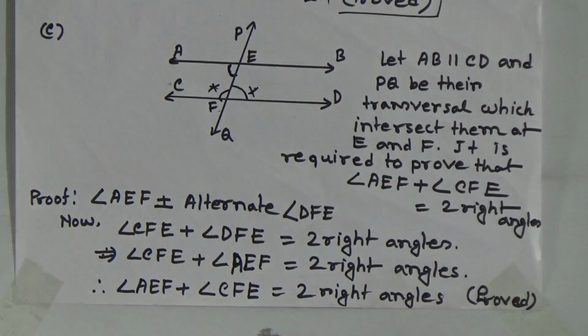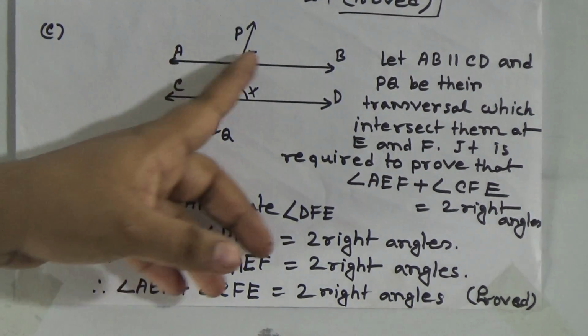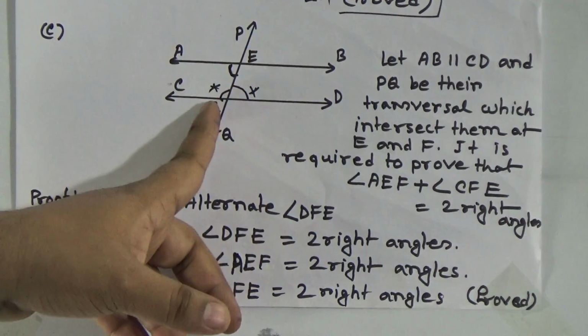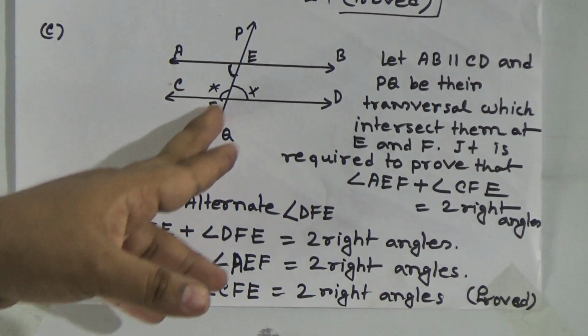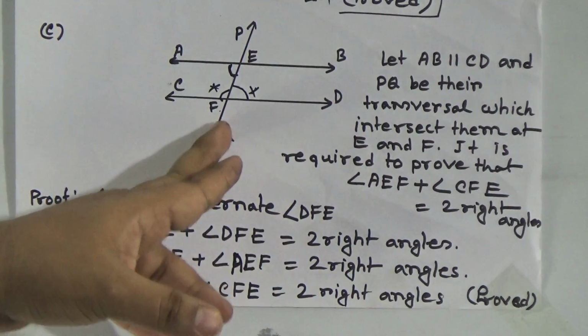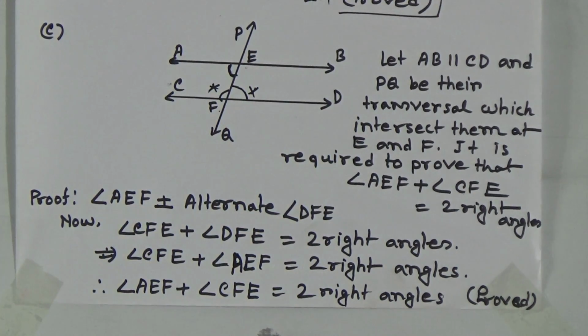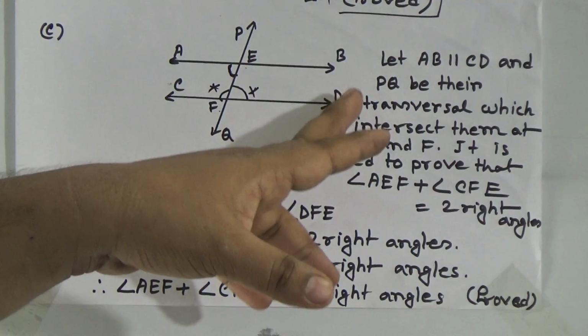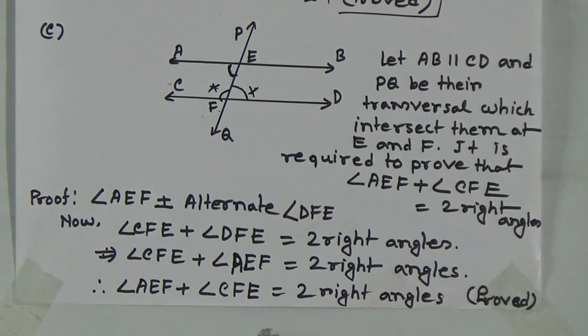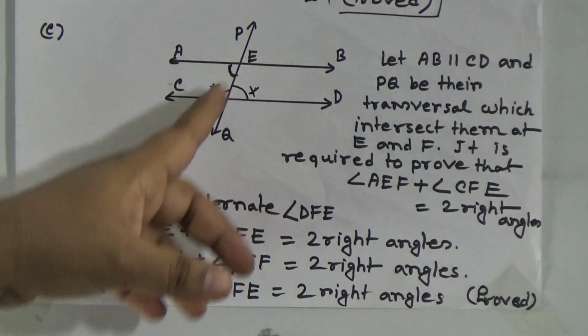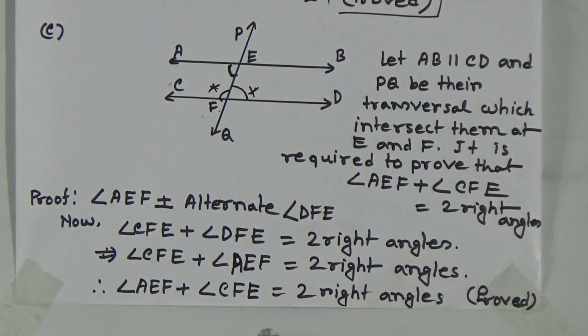Dear students, question number C is also so easy. First of all, you show that the alternate angles are equal. What are the alternate angles? The alternate angle of AEF is DFE. Now we add CFE plus angle DFE equal to 2 right angles. Now we put the value of angle DFE. The value of angle DFE is angle AEF. Then we add and finally we get the answer. That means angle AEF plus angle CFE equal to 2 right angles. Proved. I hope you have understood.